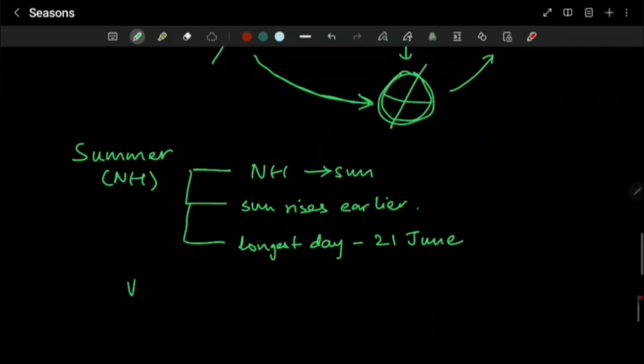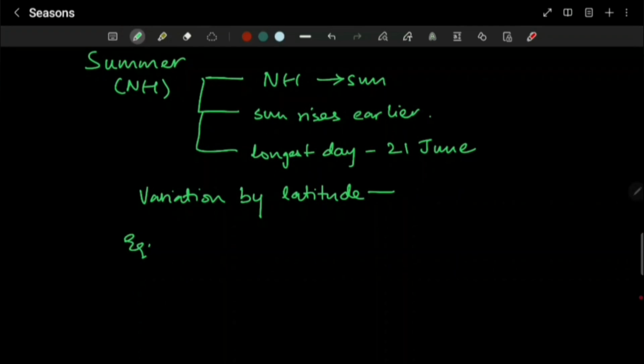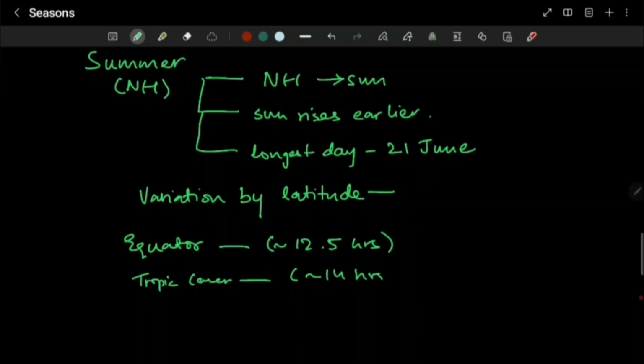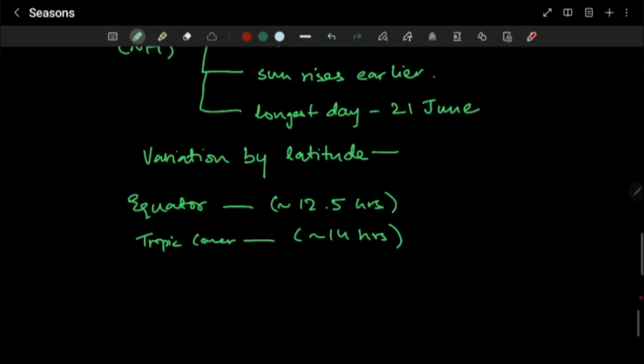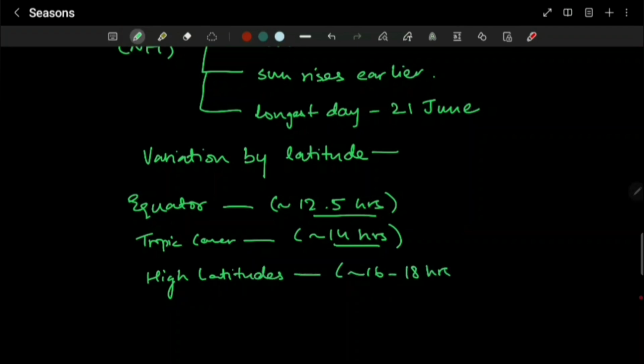There is one more thing, variation by latitude. See, the equator, the day is around 12.5 hours. Then at the Tropic of Cancer, the day is around 14 hours. Okay, I'm telling you the difference between the day and night. This is day, 14 hours day, 12.5 hours day. Then in the high latitudes like in UK, the day is around 16 to 18 hours. Then Arctic Circle, the day is of 24 hours.